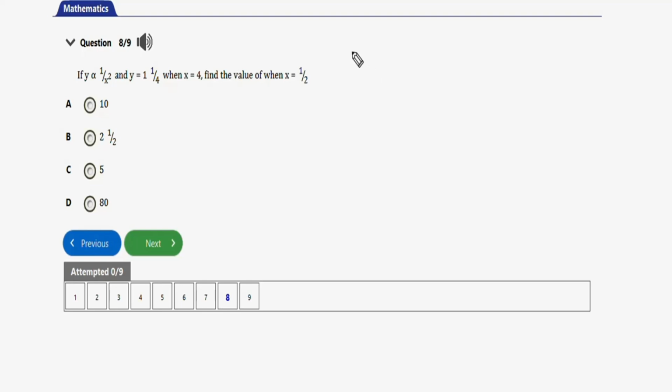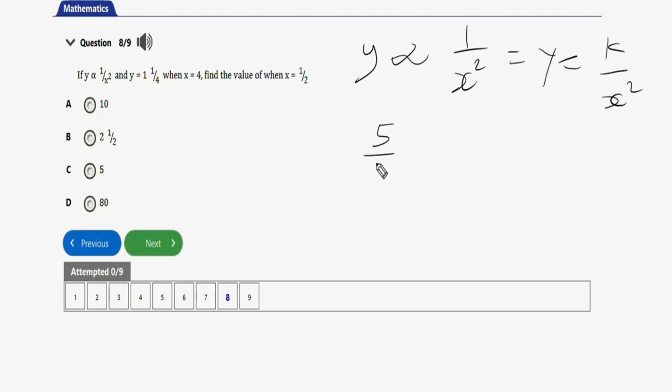So we need to get a constant k. So we have y varies inversely as 1 over x squared. So this is something like y equals k over x squared. So to get the value of k, when y is 1 number 1 over 4, that's 4 times 1 is 4, plus 1 is 5. So we have y to be 5 over 4 equals k over x squared, and our x is 4, so we have 4 squared.